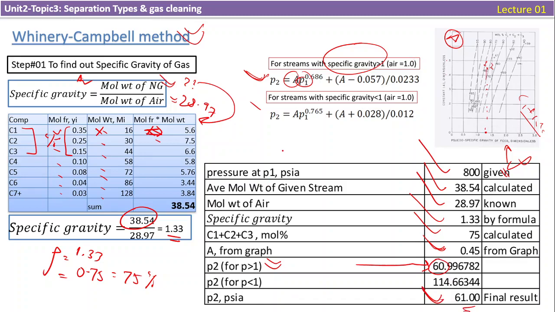And now we can compare. Earlier P2 was 108 for the equal pressure ratio, now P2 is 61 from the Vennery-Campbell method. So we can compare both values. The equal pressure ratio method shows a higher value as compared to the Vennery-Campbell value.